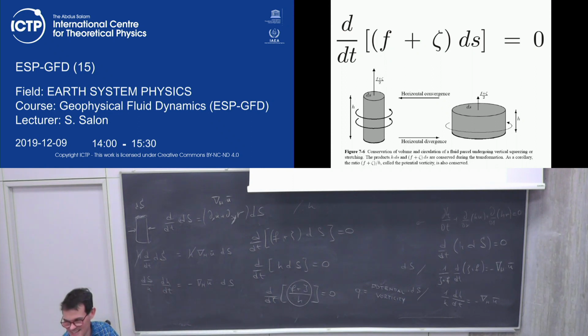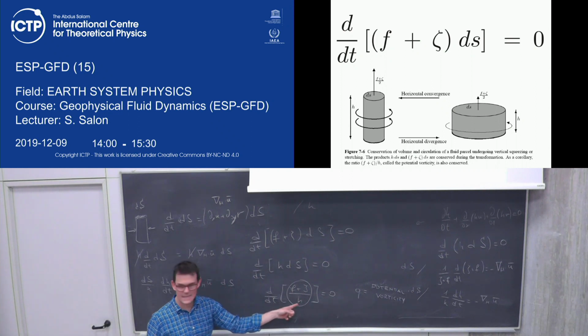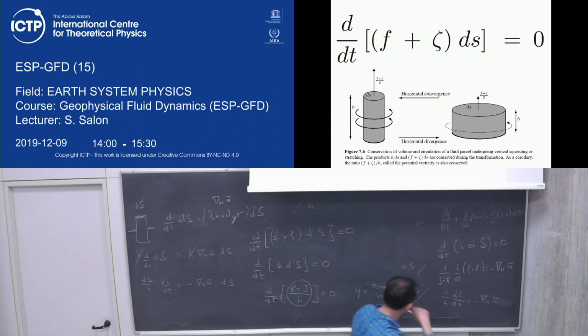The Q is f plus zeta over h. Q is f plus zeta divided by h. Okay, so this formula here is also known as Kelvin's Theorem, which says that in barotropic flow the circulation is conserved.